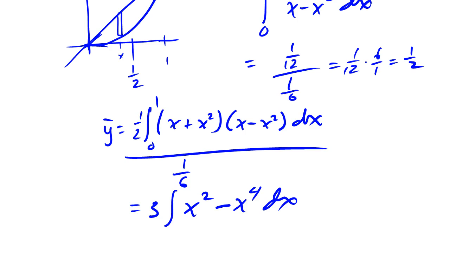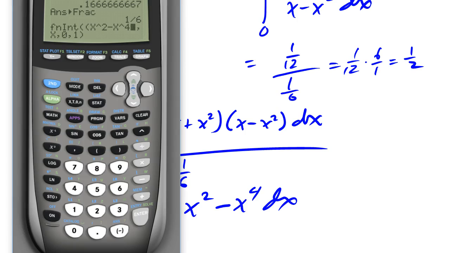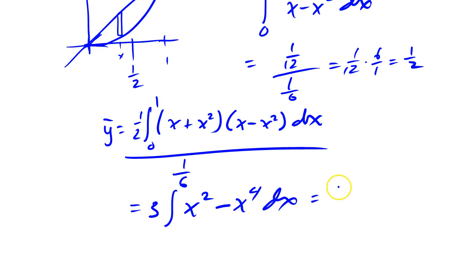And I type it into my handy dandy calculator. So here we go. We've got the integral of x squared minus x to the 4th dx from 0 to 1. Enter. And it tells me 1.333. What is that as a fraction? It is 2/15. Okay, 2/15. So back over here, this is 3 times 2/15, which would be 2/5.